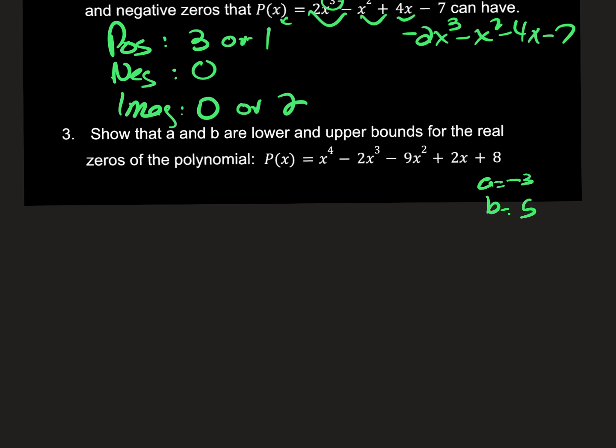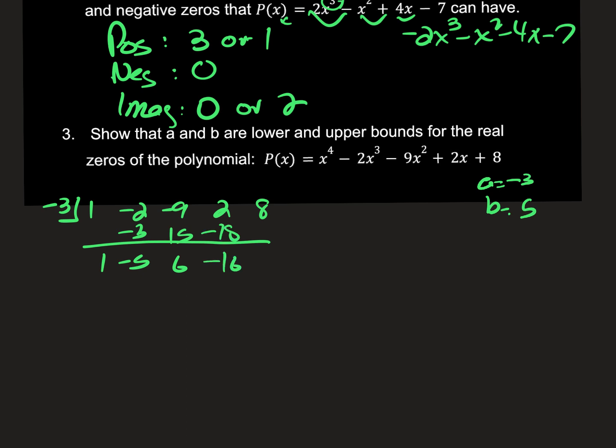And remember, to show this is a lower bound, you do your synthetic division, and with a negative number, your signs on your bottom row should alternate. So I'm going to bring the 1 down, -3, that's -5, multiply. So far, so good. Still good. Perfect. So that's definitely a lower bound right there because the signs alternated in my final row.